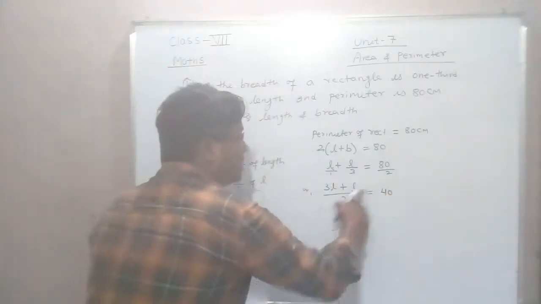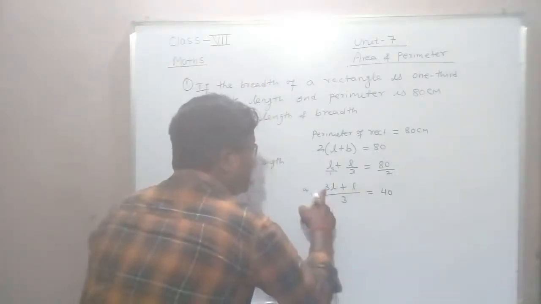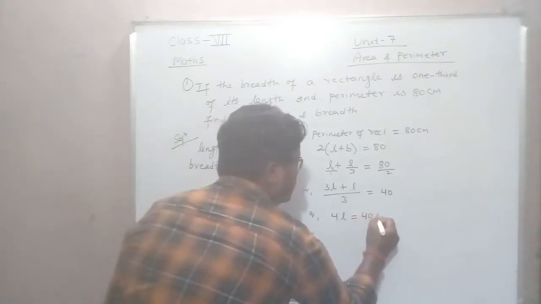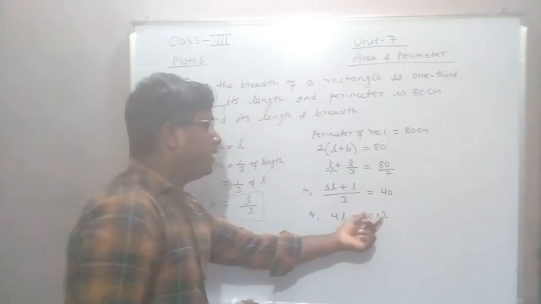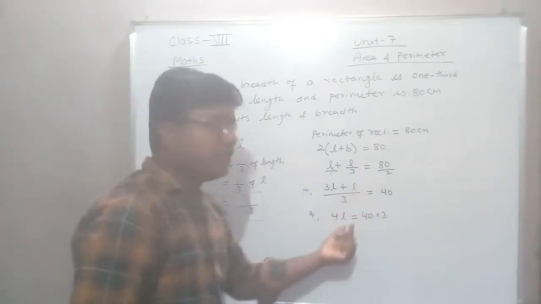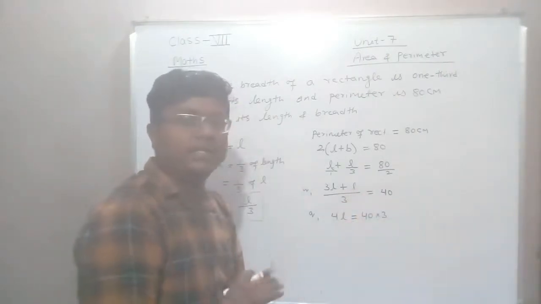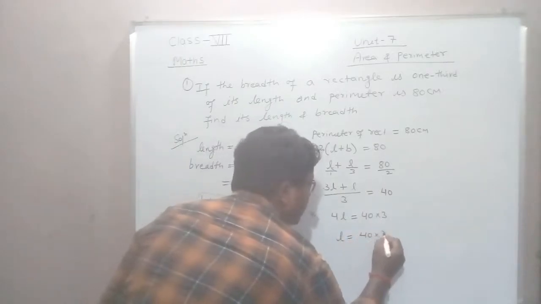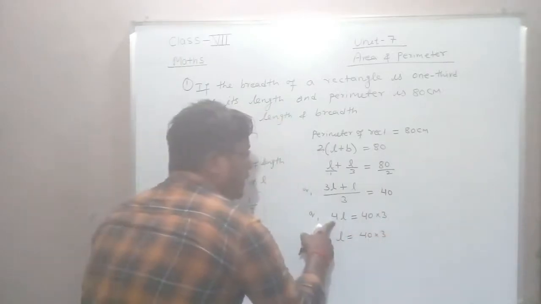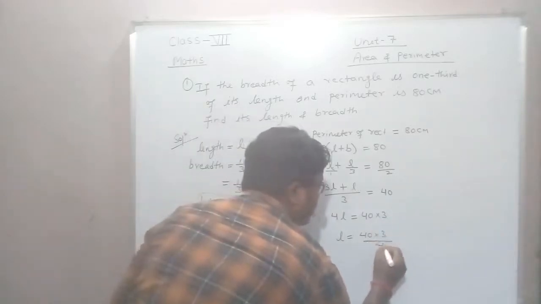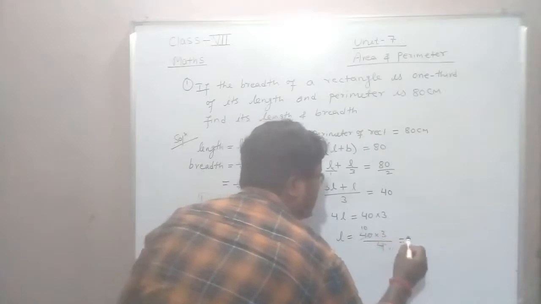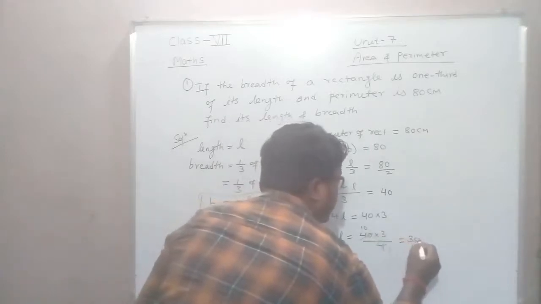So transfer this 3 to right hand side, what will we get? 3L plus L is 4L is equal to 40 into 3. You can multiply or you can transfer this 4 to right hand side, and then you can easily solve it. So L I will leave here, 40 into 3. Here 4 is multiplying, transfer to right hand side, it will divide, so we will get 4 ones are 4, 4 tens are, 3 into 10, that is 30.